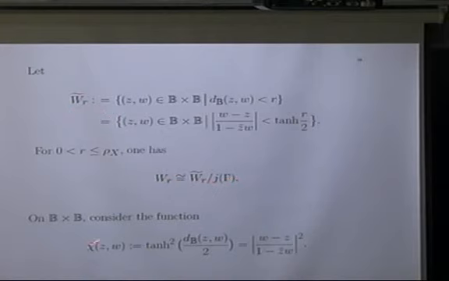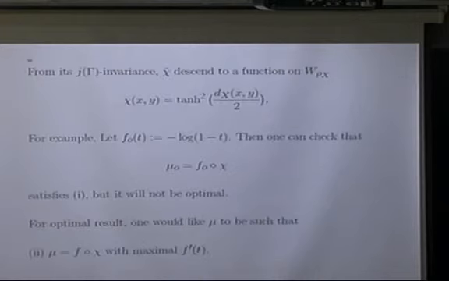And then on B cross B you can look at essentially the distance function composed with this hyperbolic tangent squared. So chi tilde of Z, W is just |W minus Z| over |1 minus Z bar W| modulus squared. So essentially you look at this function, which is quite natural. I hope it's natural to all of you, and then it will descend to a function on W_R or W_rho x.